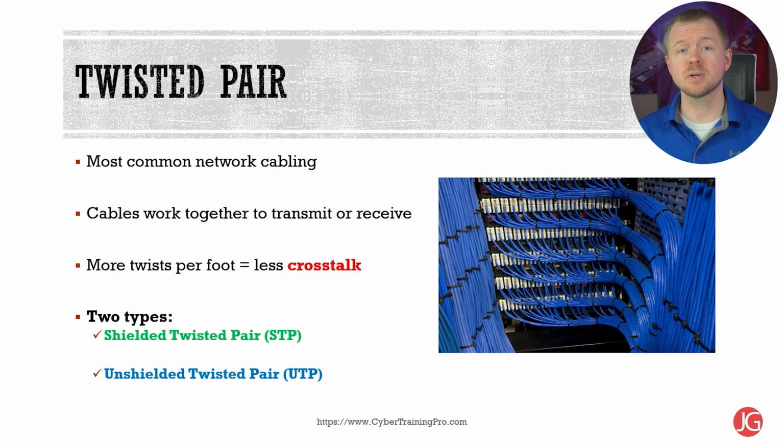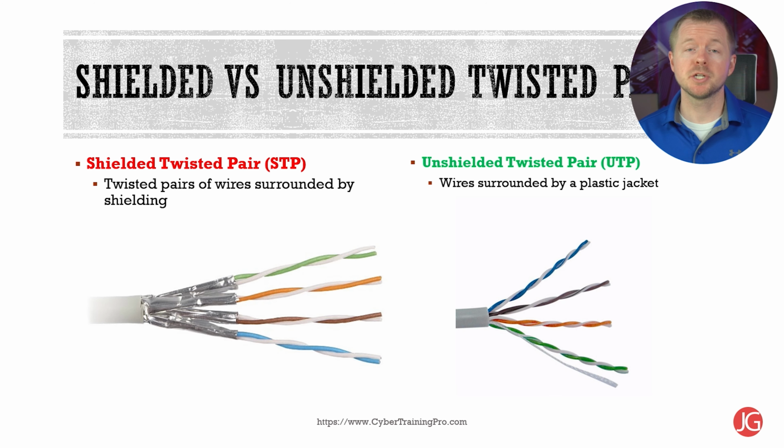Now, there's two types of twisted pair cabling that you need to know about: shielded twisted pair and unshielded twisted pair. If we compare the two, shielded twisted pair, or STP, consists of twisted pairs of wires surrounded by shielding to protect them from electromagnetic interference. You don't need to know the specific types of STP, but if you're interested, there's 6 different types of shielded twisted pair based on which part gets shielding.